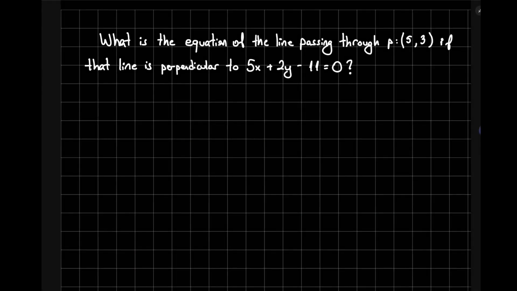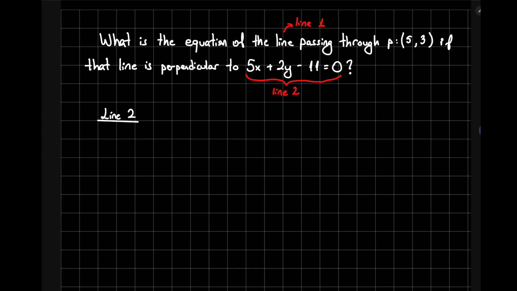What is the equation of the line passing through point 5, 3 if that line is perpendicular to 5x plus 2y minus 11 equals 0? So first, let's say that this is our line 1, and the line that's expressed with this line equation is line 2. Now let's calculate the slope of our line 2.